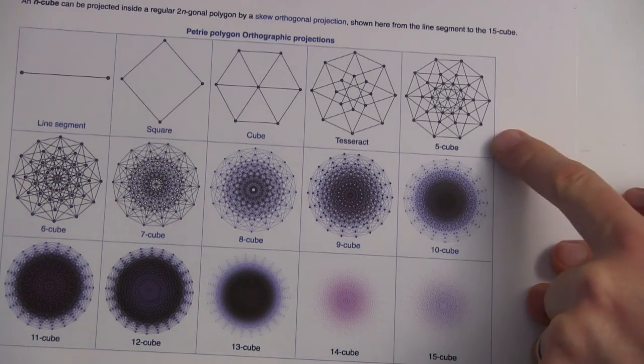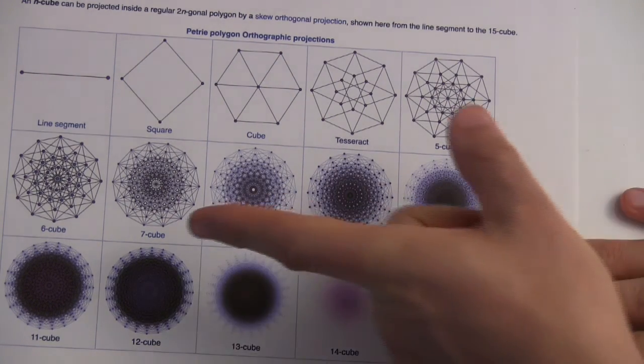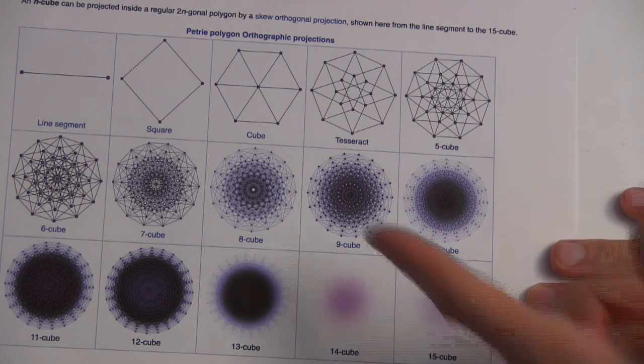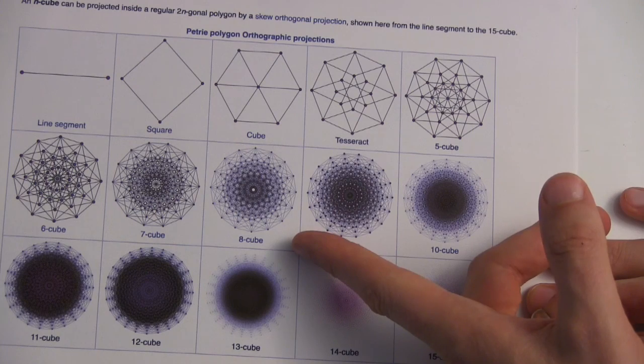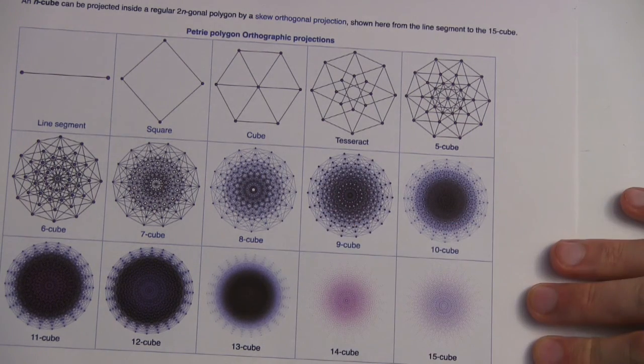Yeah, and then here's the five-dimensional one, which is kind of cool. I think we made that a while back. We actually made that out of Zome. And then they go up and up and up. Yeah, it just gets really, really complicated. Yeah, after probably starting around the 8 cube, you really can't even see too well what's going on.